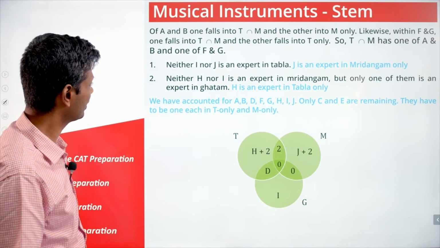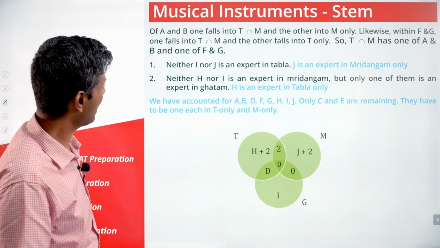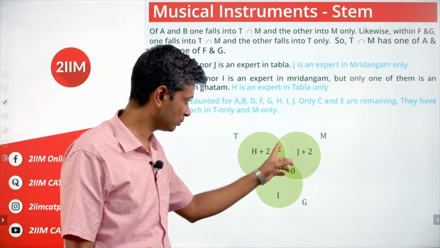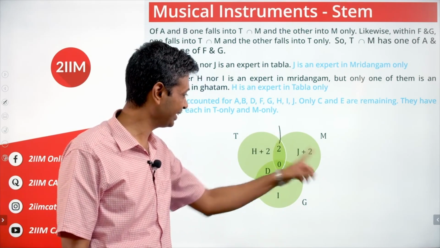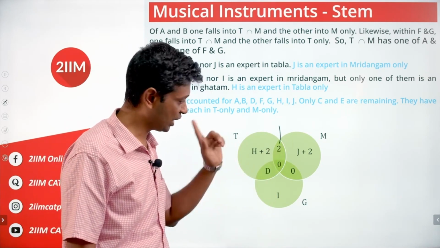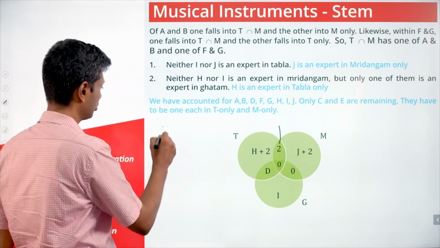We've accounted for A, B, F, G. Two here: one among A, B, one among F, G, the other here, the other here. We've accounted for D, I, J, H. And so, think about this. I'm going to write everything down.